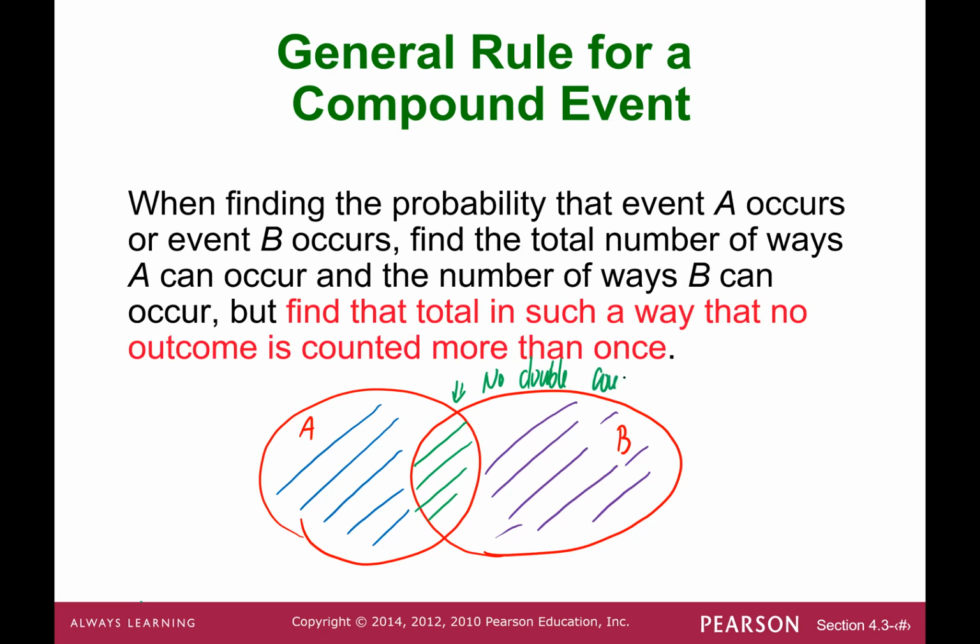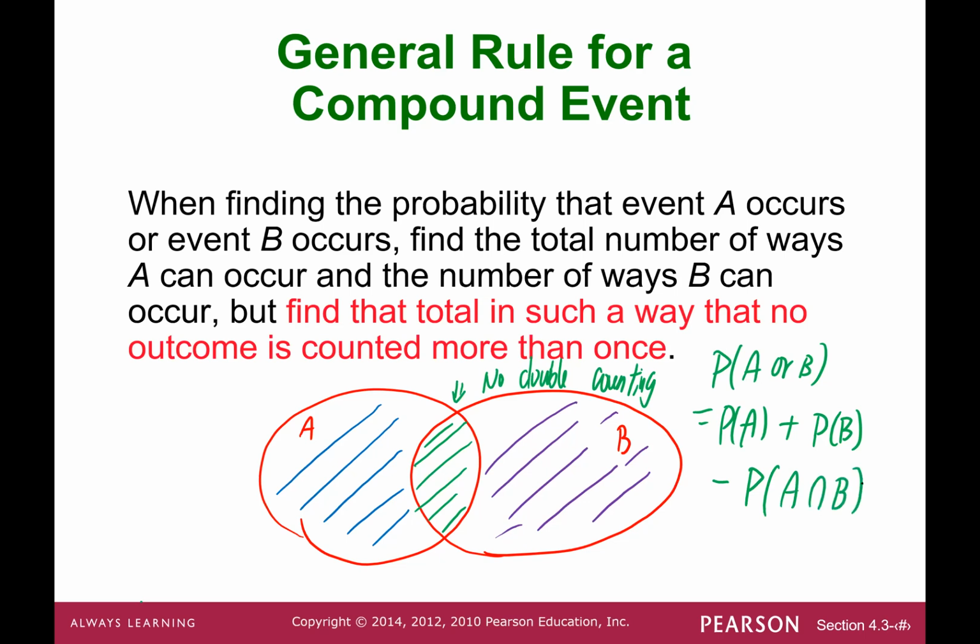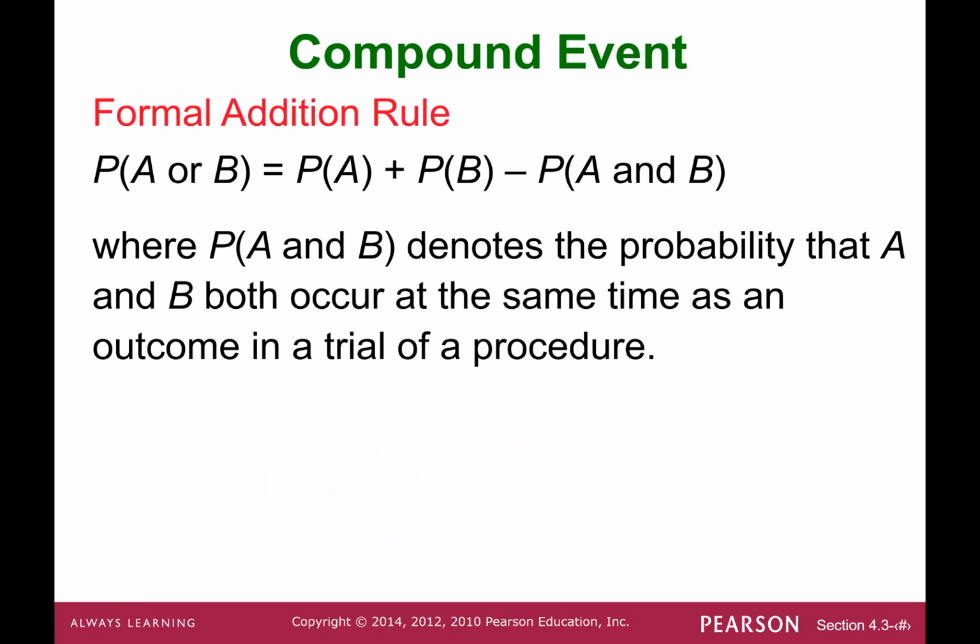And this is very important, right? Because event A and event B could occur at the same time. If you're just adding probabilities, simply adding the probability of A plus the probability of B, you may be counting the common section twice. So if they have a common section, they could occur at the same time, then we subtract the A and B, meaning both A and B occurring at the same time. So this is how we handle this particular case. Okay, so here we go.